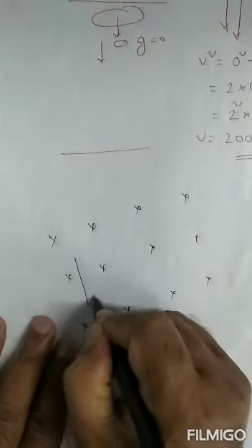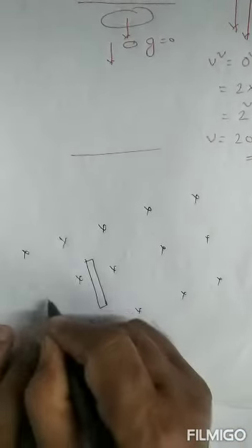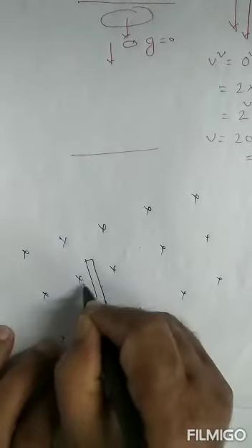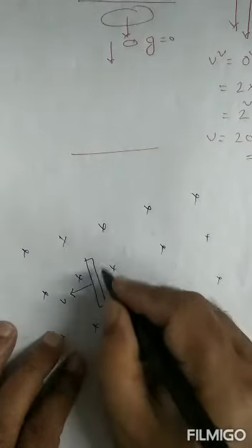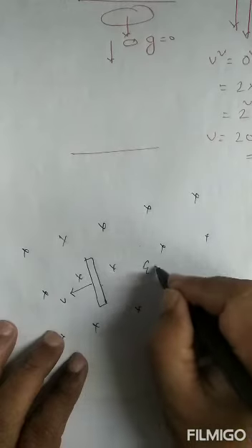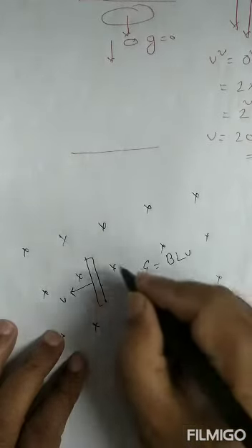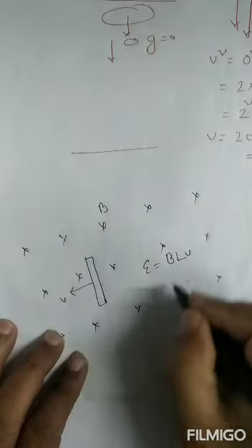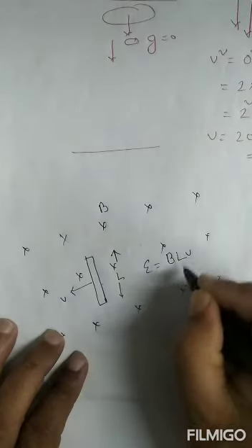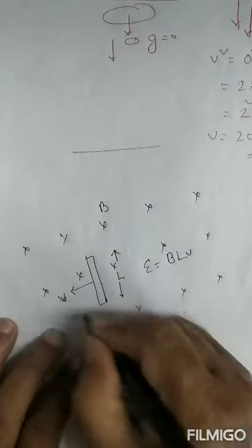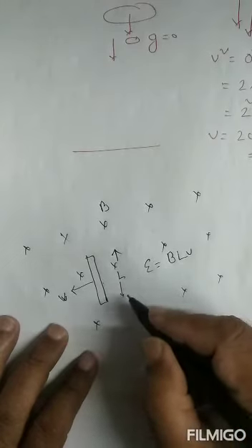If a conductor moves like this, perpendicular to its length, then across the two ends of the conductor an EMF is induced. The expression of induced EMF is BLV. B is the magnetic field induction, L is the length of the conductor, and V is the velocity with which the conductor is moving. And this EMF is called Motional EMF.